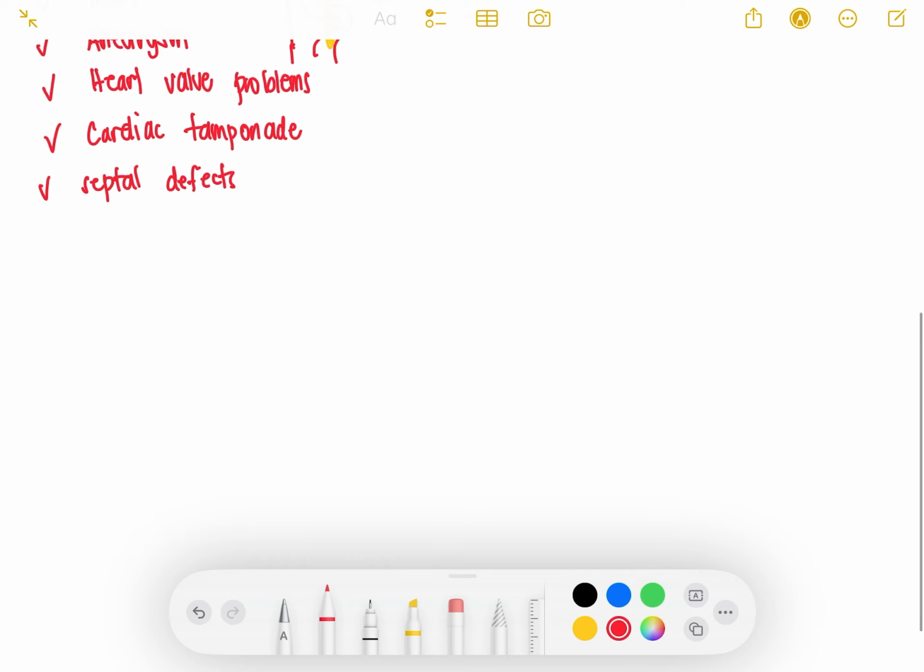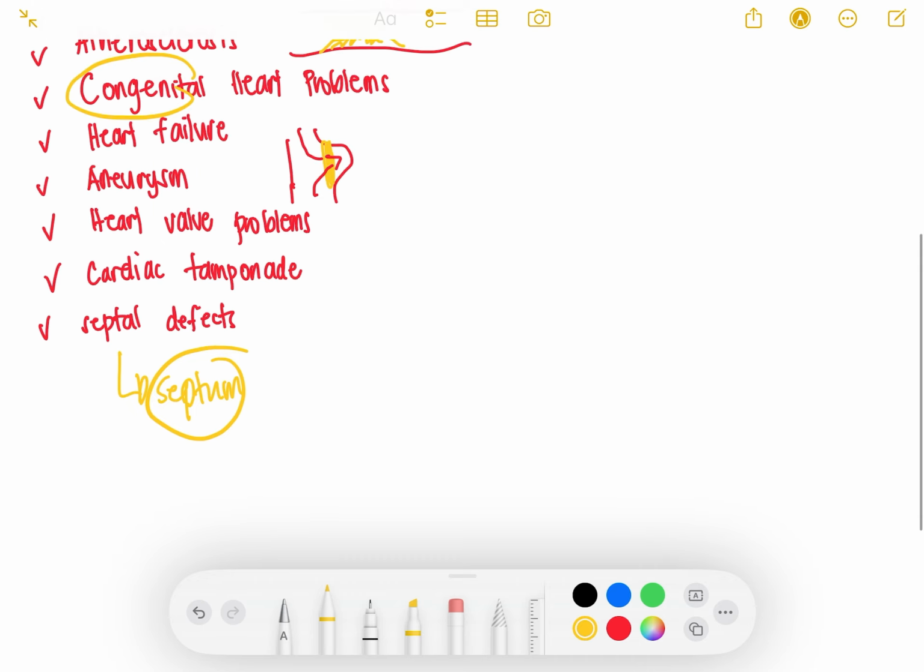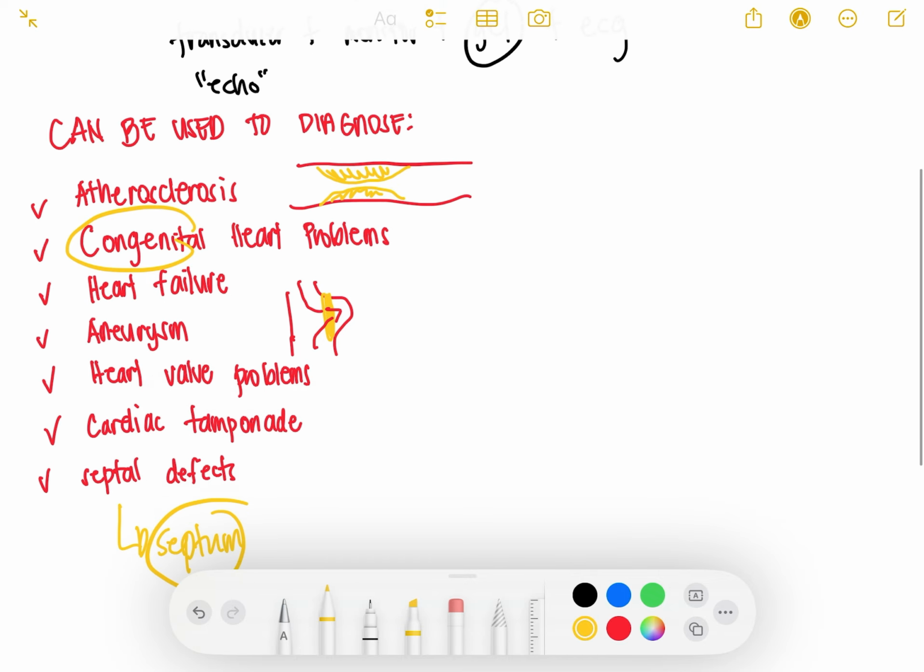And lastly, we have septal defects. What are septal defects? Basically, sa ating septum. Ano nga ba si septum? This is the tissue or the wall that separates the chambers of the heart. The chambers of the heart, you have the atria and the ventricles. So, yun yung mga pwede niyang ma-diagnose.